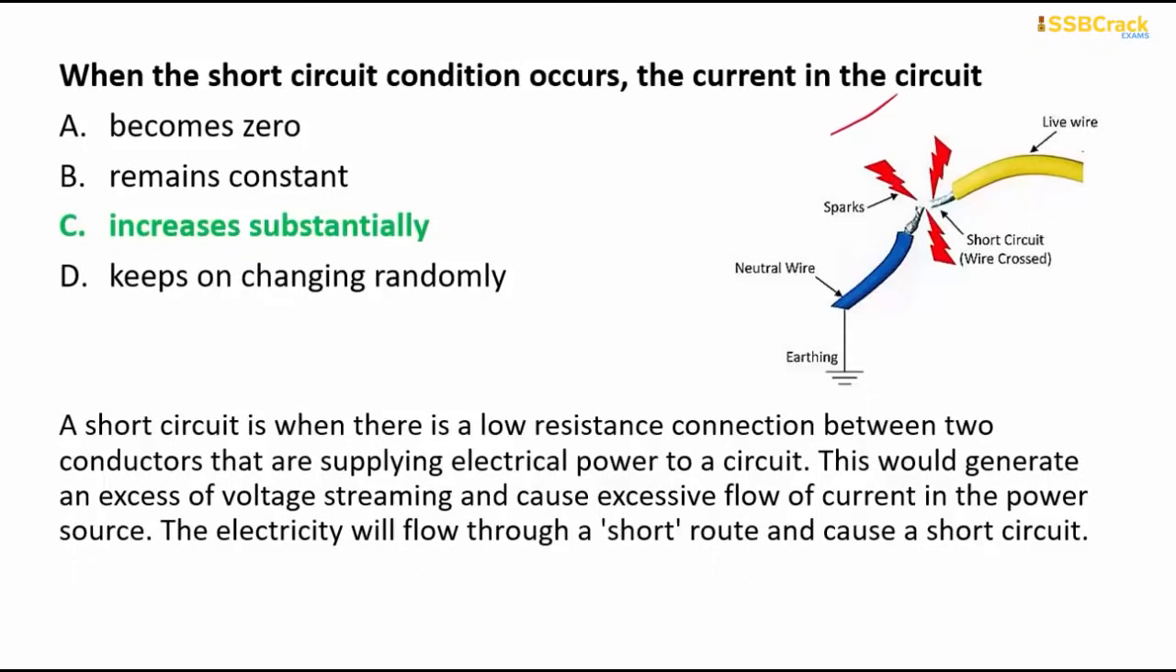Okay, the main thing we have to understand about the short circuit is that it is a low resistance connection between two conductors that are supplying electrical power to a circuit. This particular situation will generate an excess of voltage and cause excessive flow of current in the power source, and that is the main reason why the current in the circuit will increase substantially. The electricity will flow through a short route, and thus this situation is known as a short circuit.